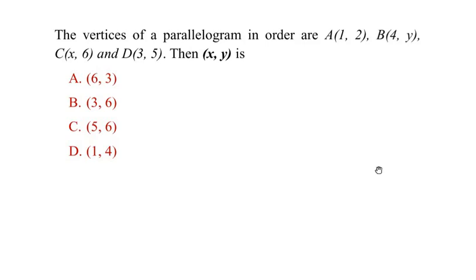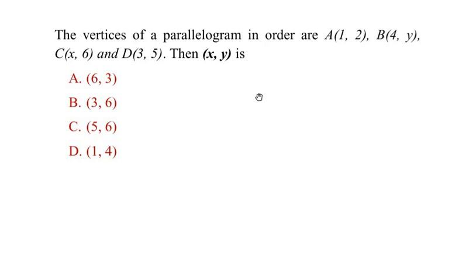In this video we are going to solve an example on coordinate geometry. The vertices of a parallelogram are in order of A, B, C and D, and the coordinates of each vertex are given. Then we have to find out the value of x which is missing from the vertex C and the value of y which is missing from the vertex B.